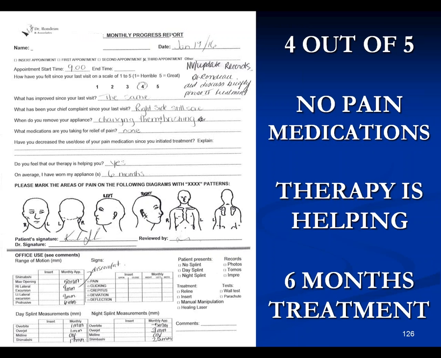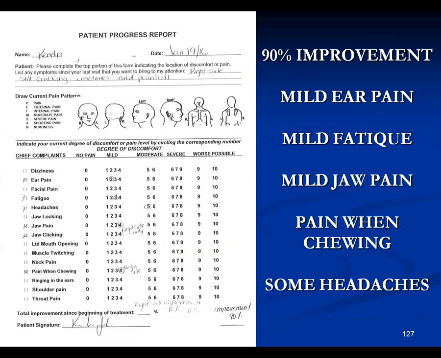So in January, she's 4 to 5, 5 being the best. No pain medication. She was on all kinds of pain medications daily before. She believes my therapy is helping her, and she's had 6 months of treatment, and she wants to talk about maybe going to phase two. She had a 90% improvement.